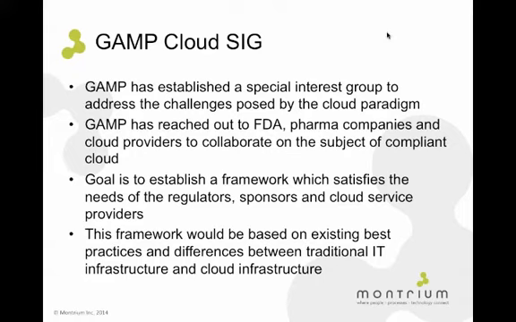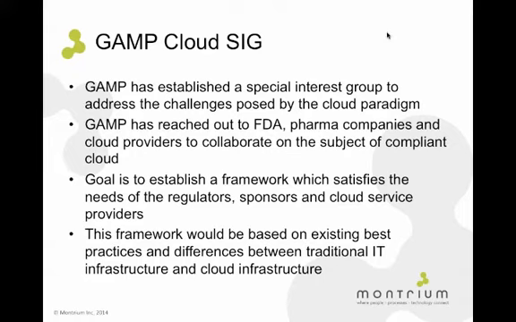And what GAMP has done is they've actually reached out to FDA, they've reached out also to a subset of pharma companies and also cloud providers, really to bring them all together to collaborate on the subject of how do we achieve a compliant cloud. And the goal is really to put together a framework very similar to what we see in GAMP 5, which will satisfy the needs of the regulators, the sponsors, and the cloud service providers.